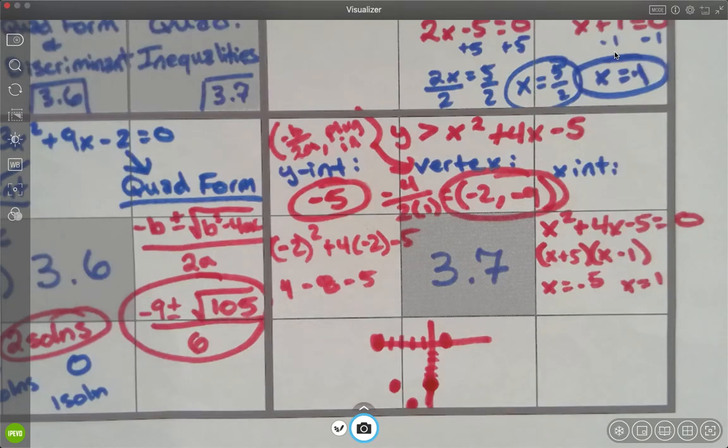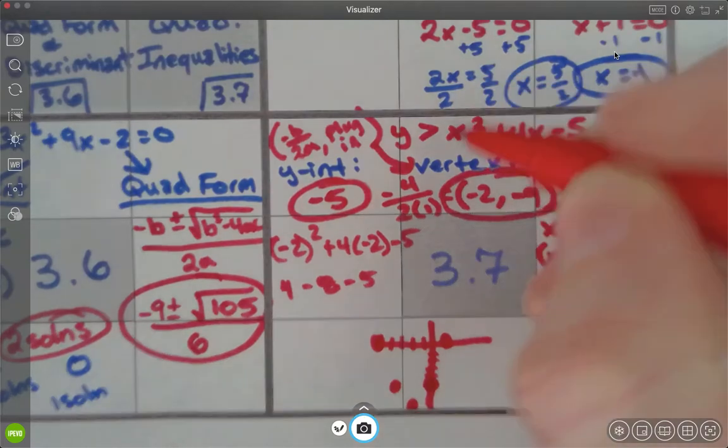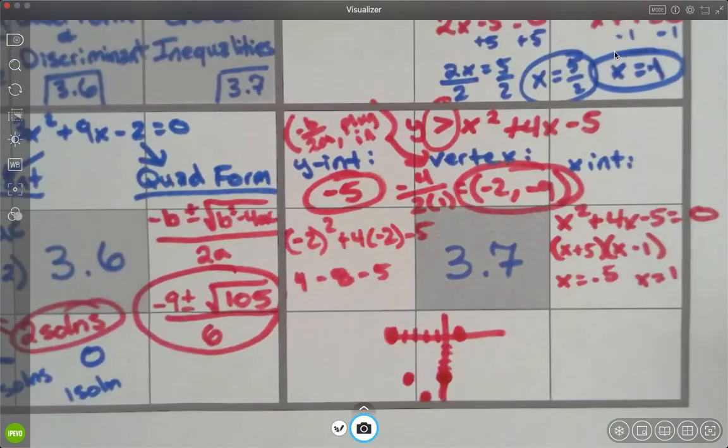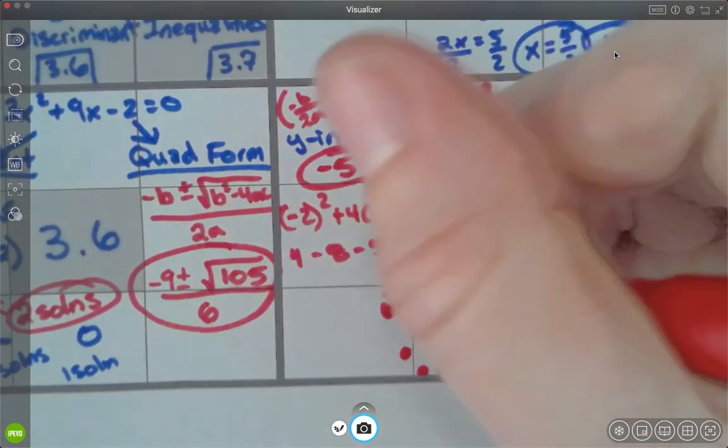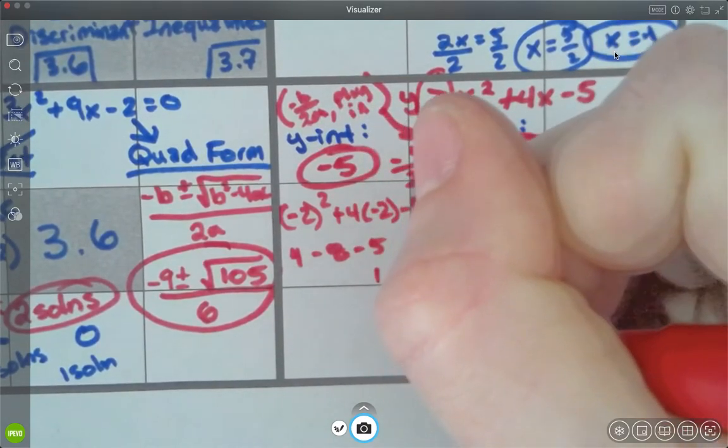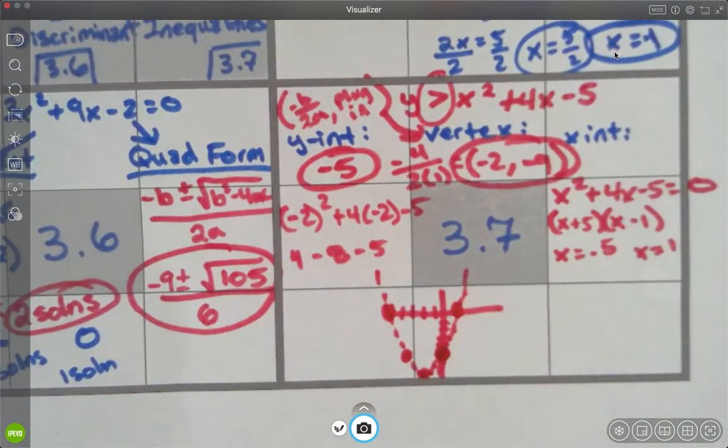Okay. Now, I'm going to connect those lines, but it has to be dotted. What tells you it has to be dotted? Because it's not equal to. This thing right here tells me it has to be dotted. That thing right there. So, he's going to be dotted. Like that. Okay? And then, what else?